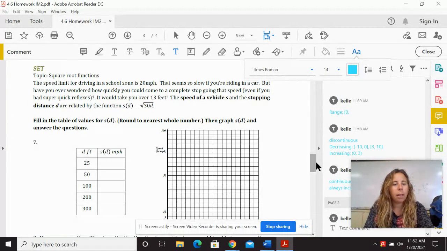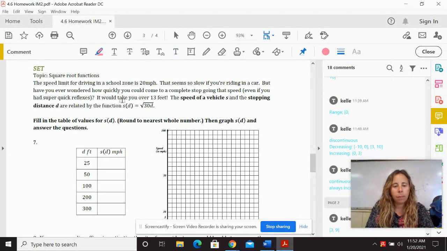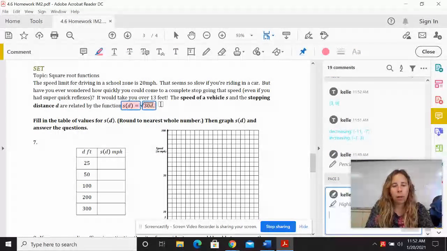Number 7. Here we go. So the speed limit for driving in a school zone is 20 miles per hour. That seems so slow if you're riding in a car, but have you ever wondered how quickly you could come to a complete stop going that speed? Even if you had super quick reflexes, it would take you over 13 feet. The speed of a vehicle, s, and the stopping distance are related by the function s of d equals the square root of 30d. Okay, so they give you the function, and they tell you what it means.